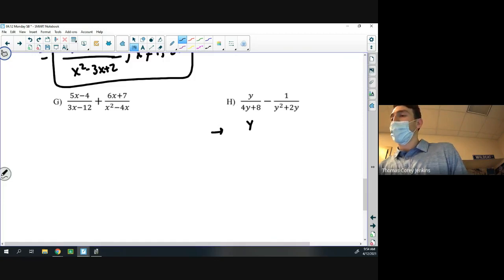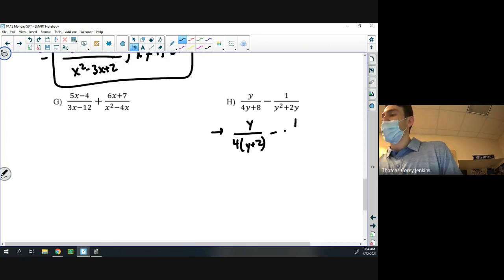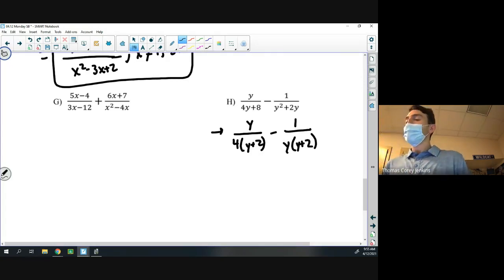So that would give me y over 4 times y plus 2. And then minus 1 over y times y plus 2. So again, this is not really obvious without factoring, but now we can see those factors are actually pretty close. They contain that common factor of y plus 2. So based on what I've shown, can anybody tell me what my LCD is going to be?